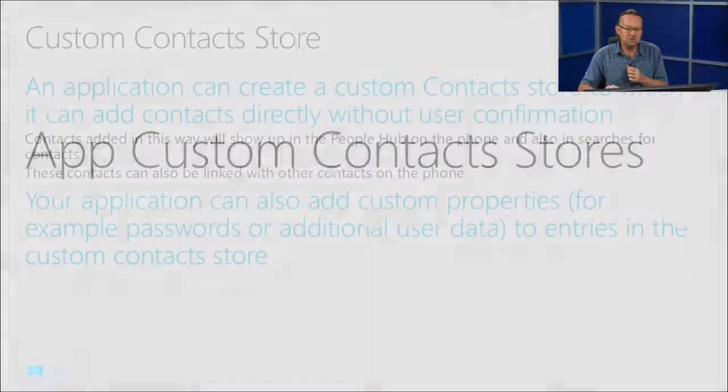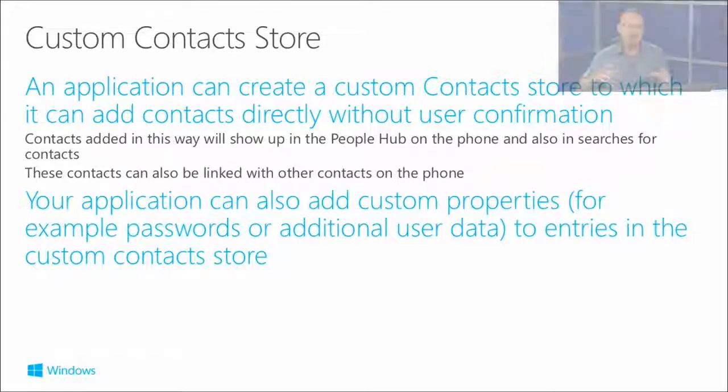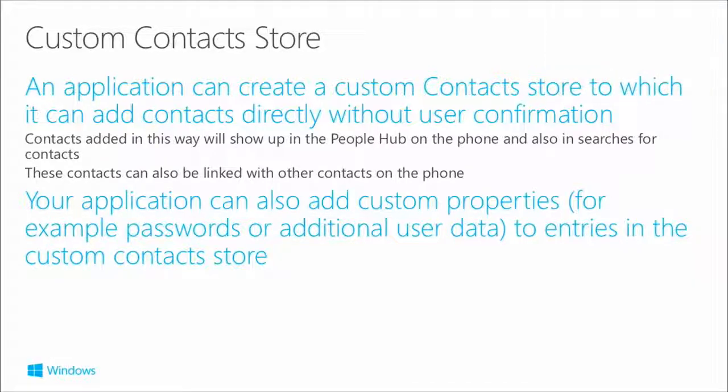But you can also have app custom contact stores. An application can create a custom contact store. So an application can have its own collection of contacts. This time it can add contacts in directly without user confirmation. Any contacts you add in that way will also show up on the People Hub on the phone mixed in with all the regular contacts. So they just become first party contacts as far as users of your phone are concerned. But actually they are owned by your app.